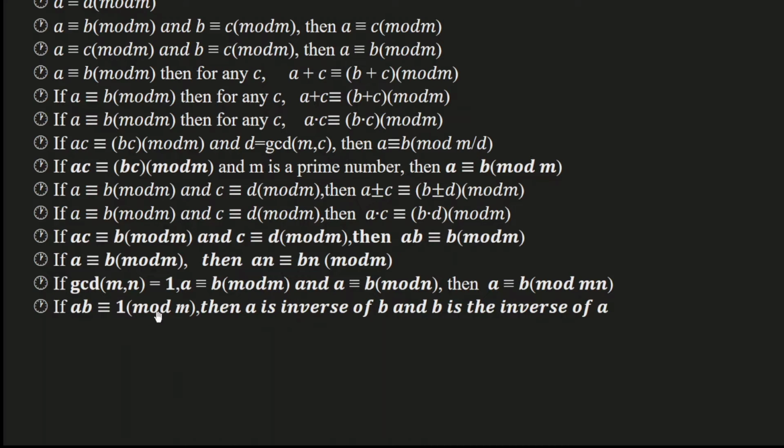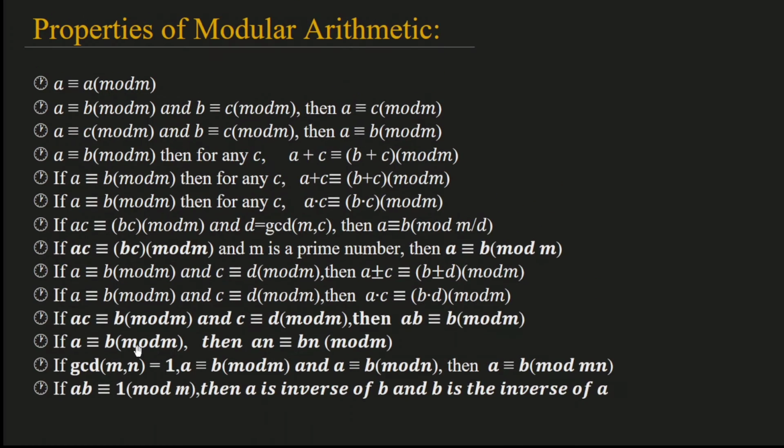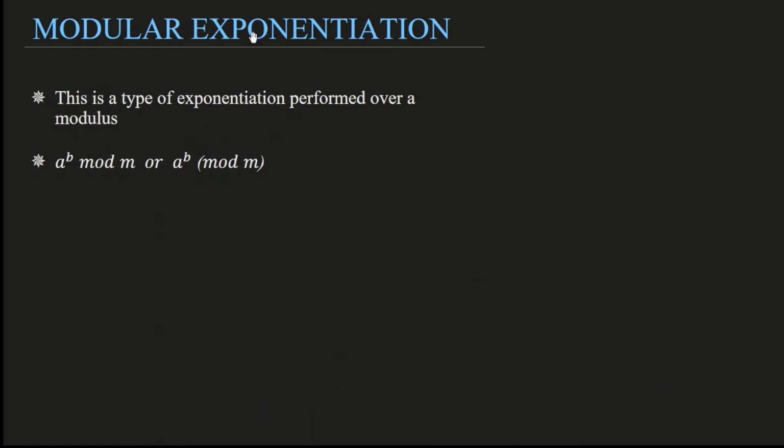If AB is congruent to 1 mod M, then A is the inverse of B and B is the inverse of A. A and B are inverses of each other. These are a few simple properties of modular arithmetic which we are going to use while solving examples. Now we'll move on to the next section, modular exponentiation.